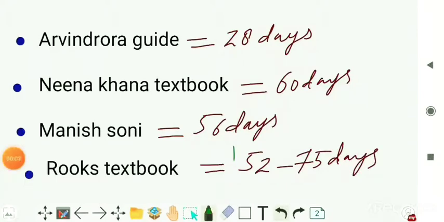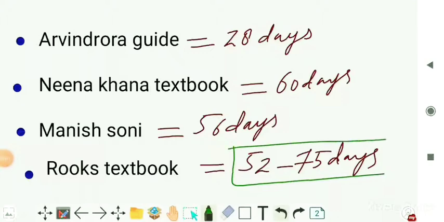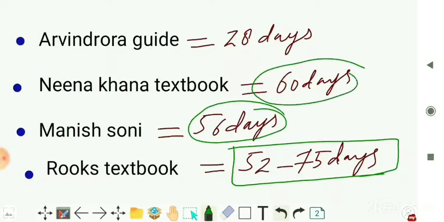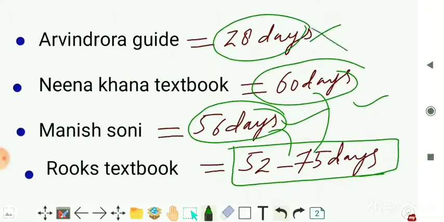I would like to suggest to you to remember this one, because anything which lies in this range is the correct answer. 56 days and 60 days both lie in this range. So both these are the right answers, and this one is the wrong answer, and don't remember this one.